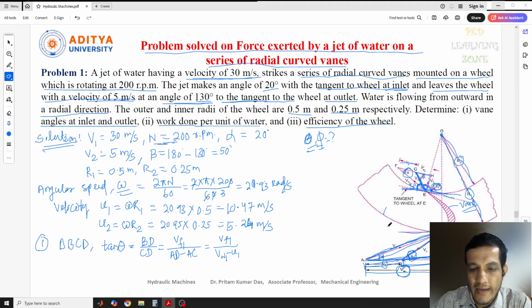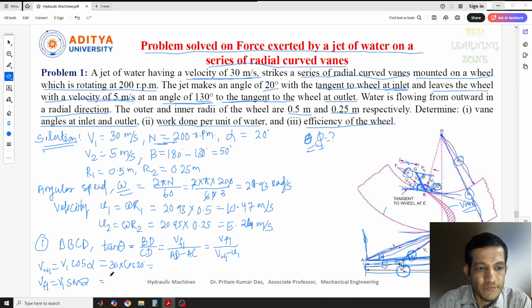So VF1 and VW1 are the velocity components of the jet in the horizontal direction and vertical direction. This is vertical direction and this is horizontal direction. So I'll add one thing: VW1 equal to, in terms of V1, V1 cos alpha, and VF1 equal to, similarly, V1 sin alpha. So V1 equal to how much? V1 is already given in the question, this is 30 and this is cos 20.